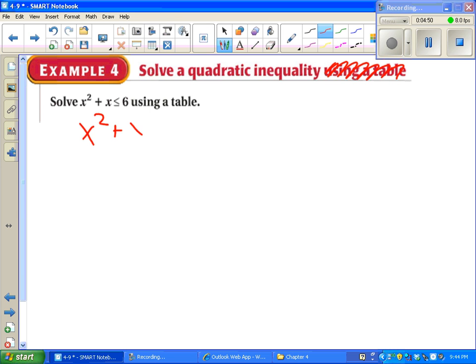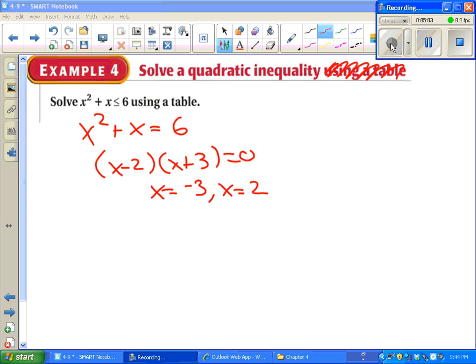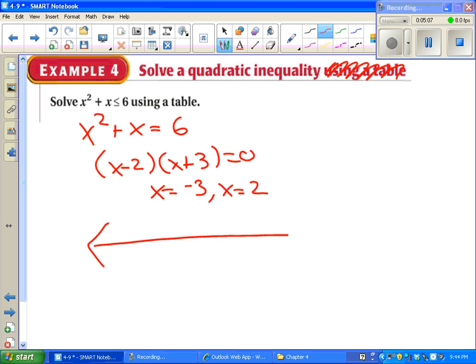So your first goal is to find zeros to this equation, which you should know how to do. So pause the video and find those zeros, see if you get the same thing. Next up, we put those zeros on a number line. I'll explain why in a moment.